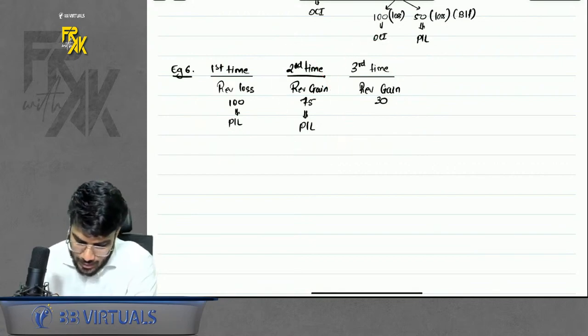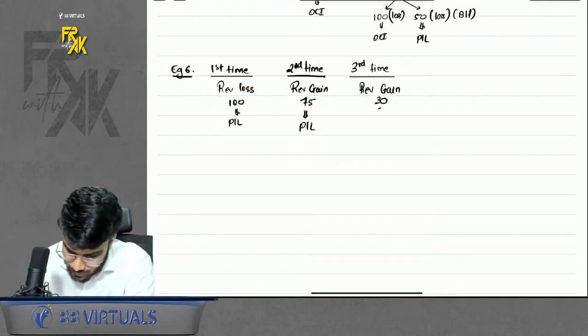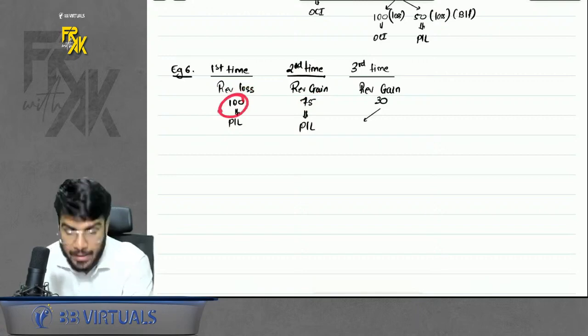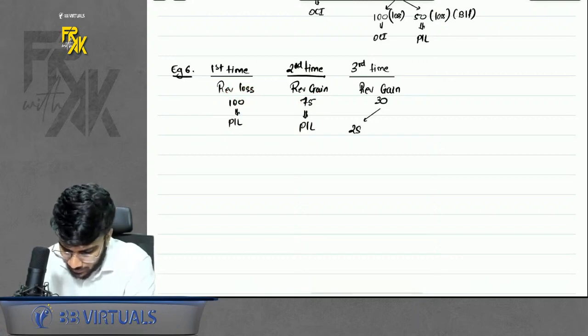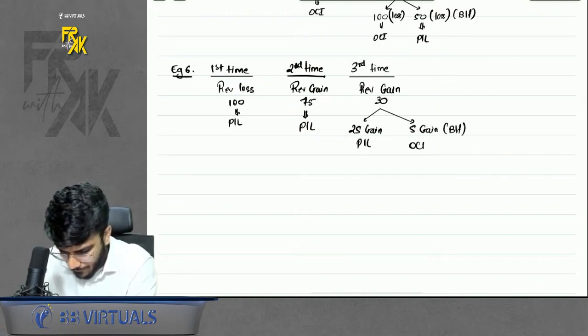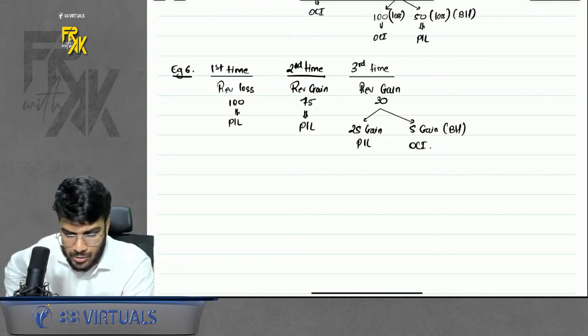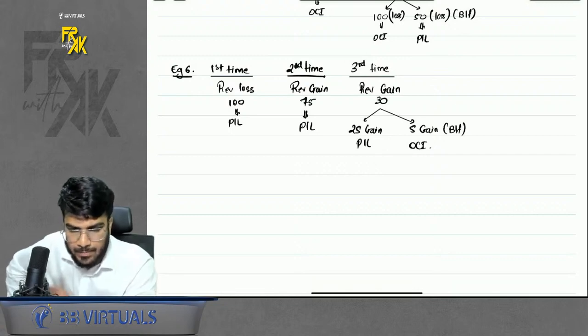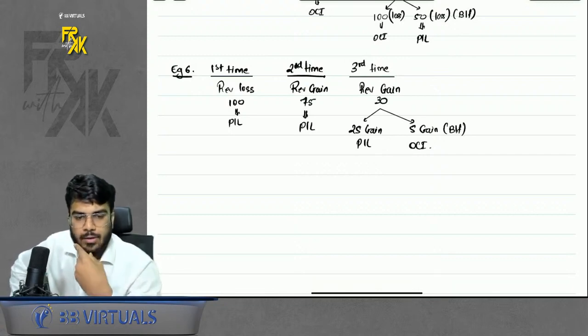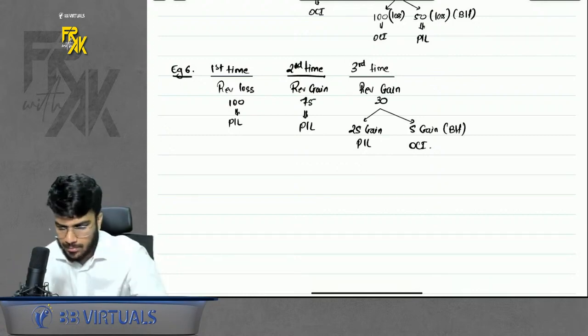Perfect answer. Out of 100 of loss, we have already adjusted 75 of gain against this loss. So how much balance loss was pending out of this 100? 25 loss was pending. So to the extent of 25, this gain will be transferred to profit and loss. The balancing figure 5 will be transferred to OCI. A very basic question, but very good answer, everyone. I'm glad that you were able to crack this. Clear?